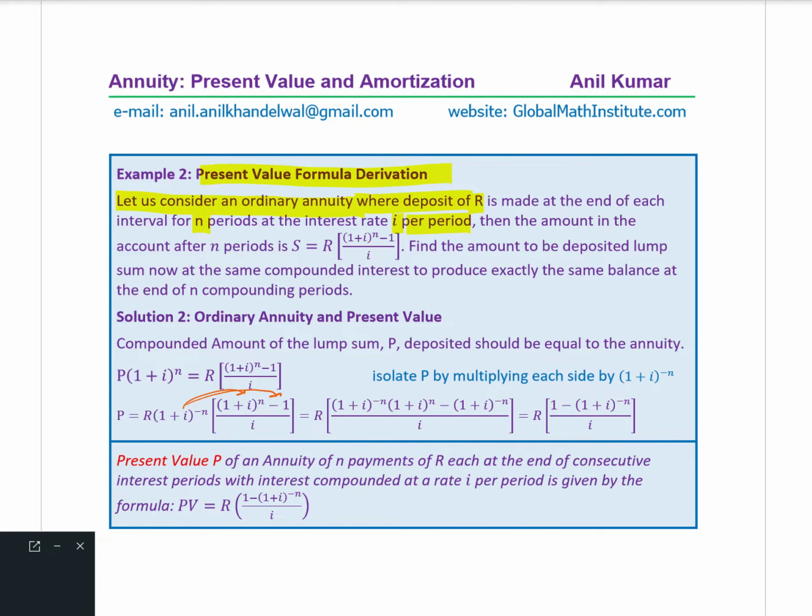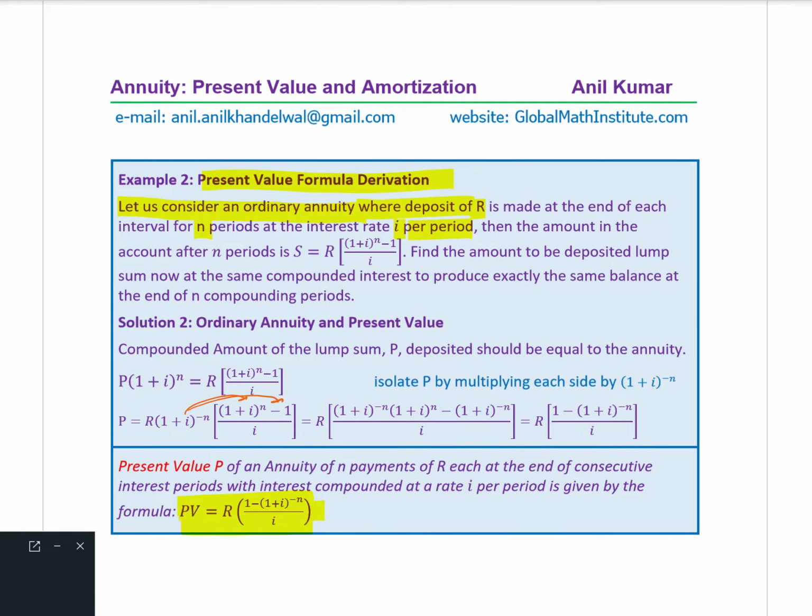Right? So we can say that the present value, if we know the recurring deposits or deposits per term, we know the interest per term and the number of terms, then we can use this formula to find the present value. So we actually derived this present value formula from the future value formula, correct?